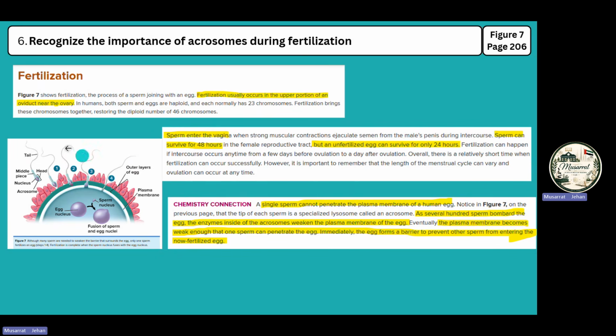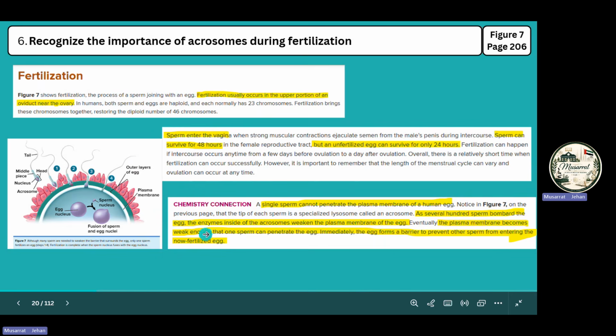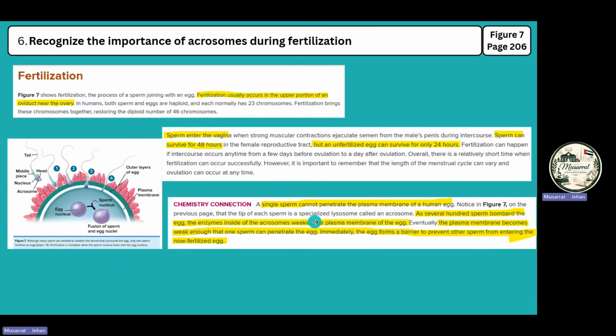So what happens? Several hundred sperm bombard the egg, and the enzymes inside the acrosome act. I told you the tip of the sperm cell is the acrosome. The tip of the sperm has specialized lysosomes. What is present there? Lysosomes. And that is called an acrosome.